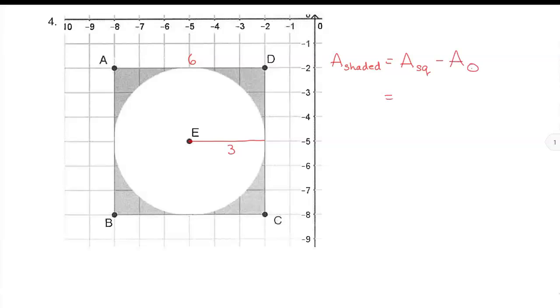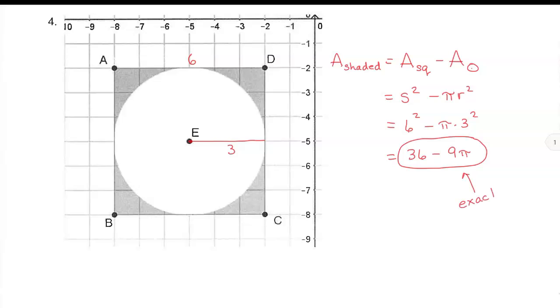You know that area of a square is side squared. Area of a circle now is pi r squared. The side of the square has length 6, so we'll do 6 squared minus pi times radius squared. We're going to get 36 minus 9 pi. We cannot combine those terms, so we're going to leave the answer exact. This is called an exact answer. We're not going to put it in the calculator to get a decimal. We're going to leave it exact.